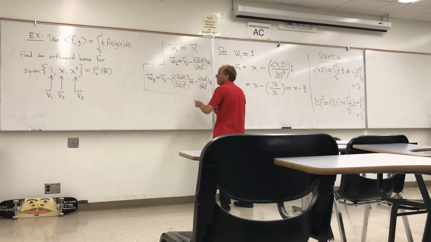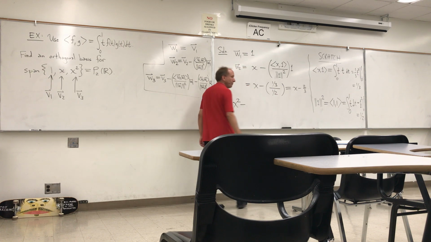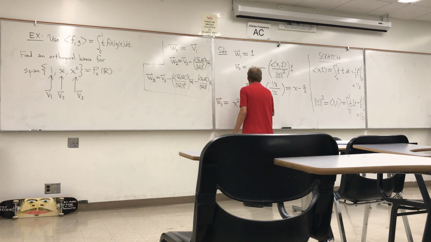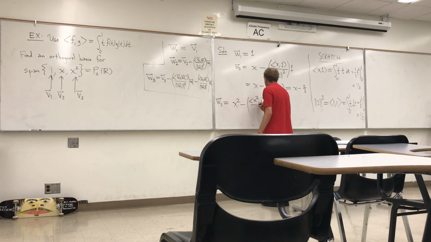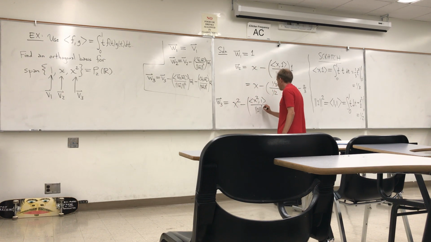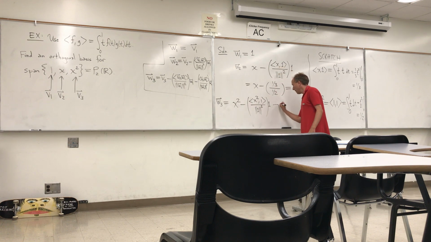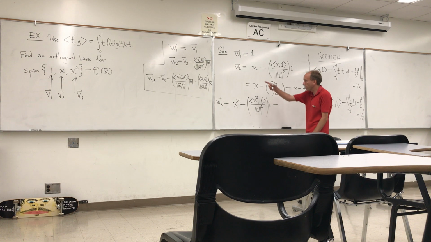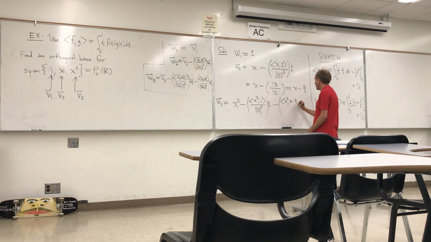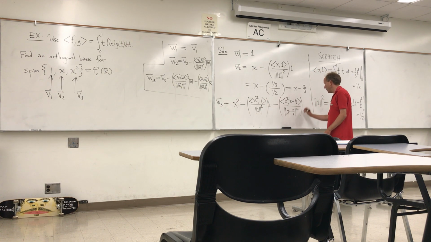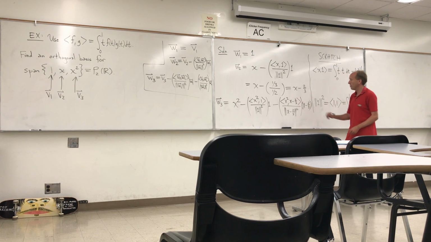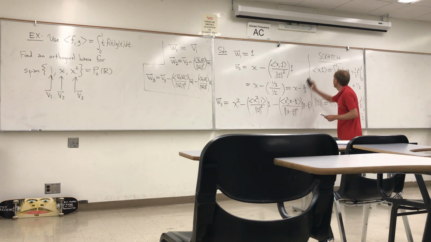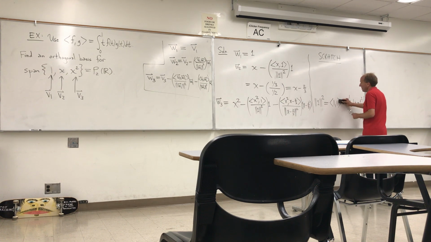So for w3, we start with v3, which is x squared. We subtract the inner product of x squared with w1, divided by the norm of w1 squared, and multiply by 1. Then, according to the formula, I also have to subtract the inner product of x squared with w2, which we just determined was x minus 2/3, divided by the norm of x minus 2/3 squared, times x minus 2/3. So I'm going to clean up my scratch work here so that I can do this.